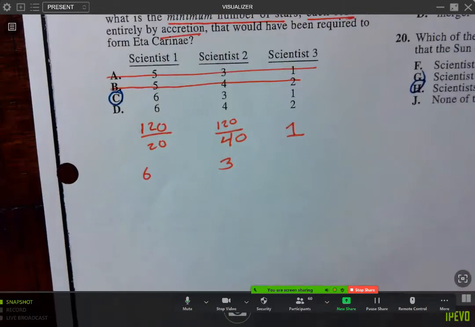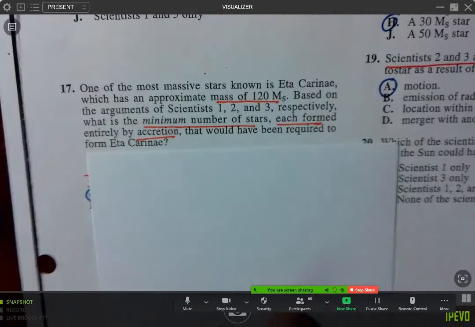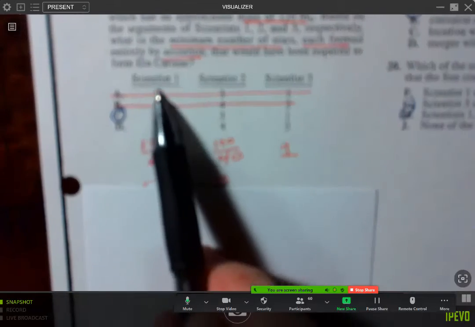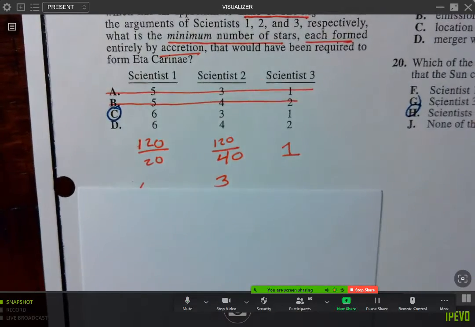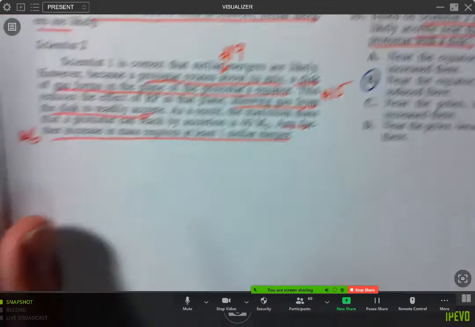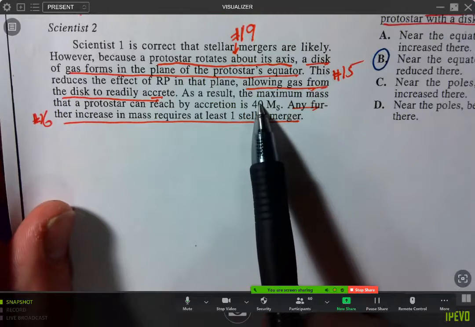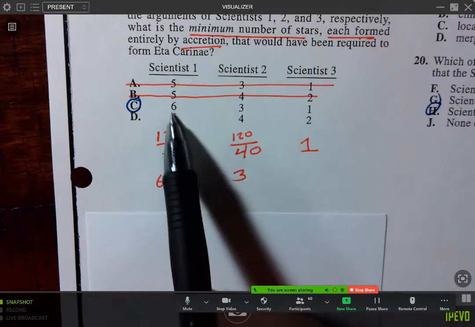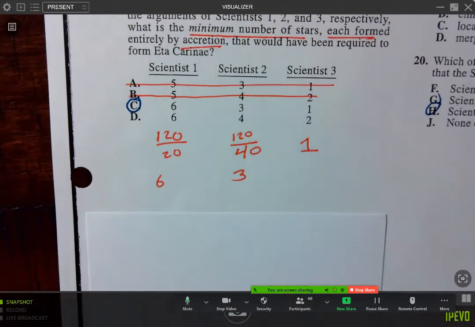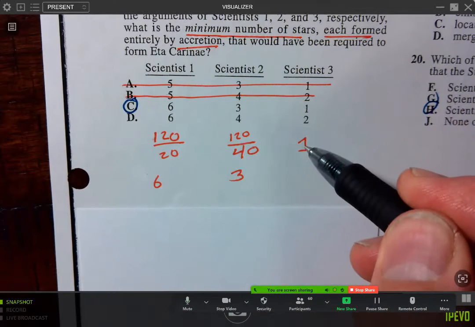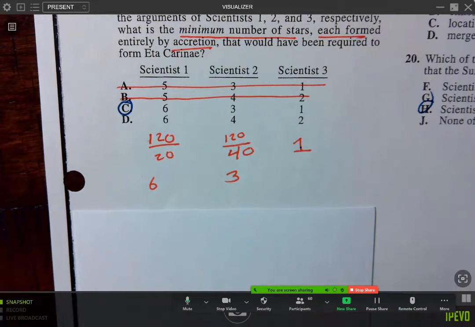Question number 17, which of the most massive stars known would have a mass of 120? What would happen here? Well, if we look in here, scientist 1 says that it has to be a 20 Ms, right? Every time we reach 20, we're going to have another stellar merger, right? And scientist 2 says every 40, a stellar merger. So if I take 120 divided by 20, I get 6. So it's got to be 6 stellar mergers for scientist 1. I eliminate A and B. I don't even need to really do scientist 2 because we know scientist 3 has to be 1 stellar merger, right? He says, or she says, it only happens once. So it's that elimination idea.